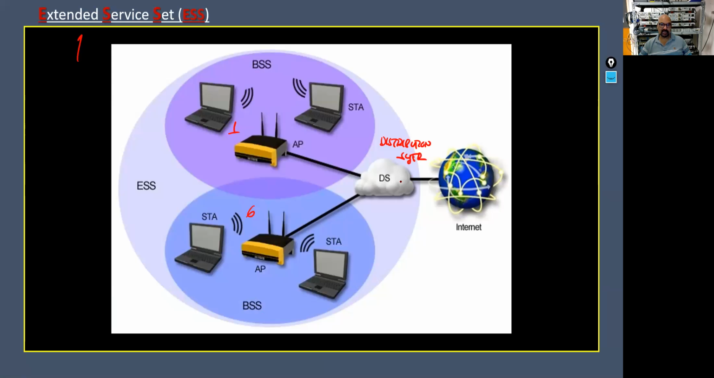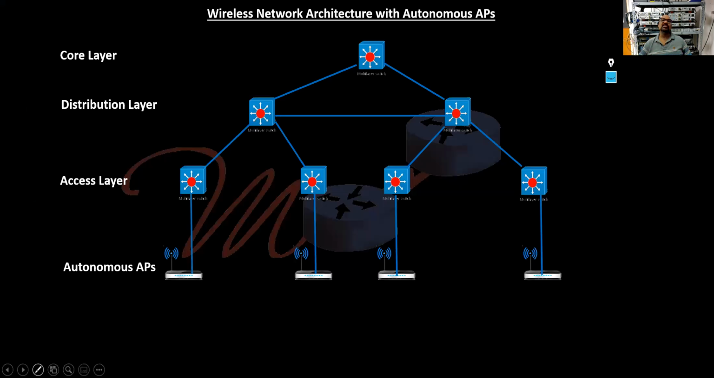This distribution system need not go to the internet. Here you will have your wired network also, then it goes to the internet also. Let me show you a better diagram here. This is how the wireless network architecture looks. This is your core layer, you remember? Distribution layer, access layer, then you connect.